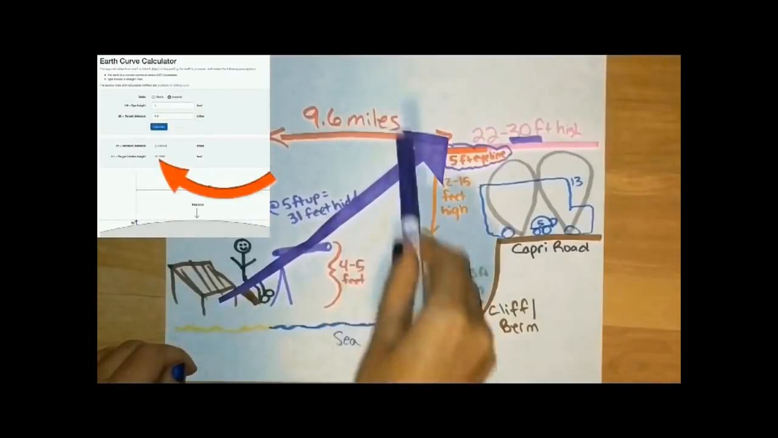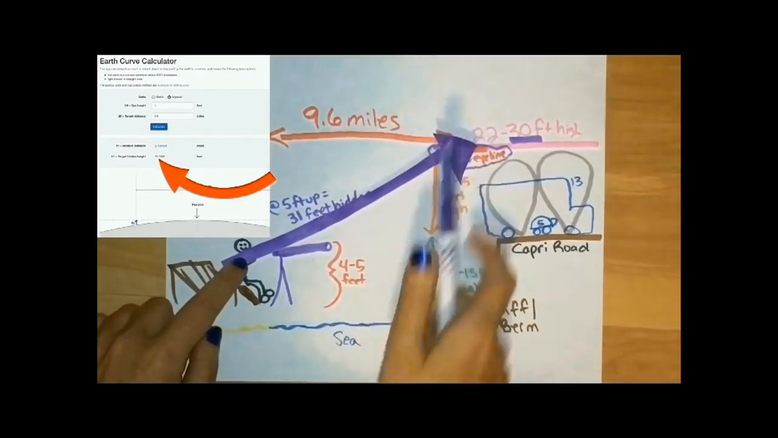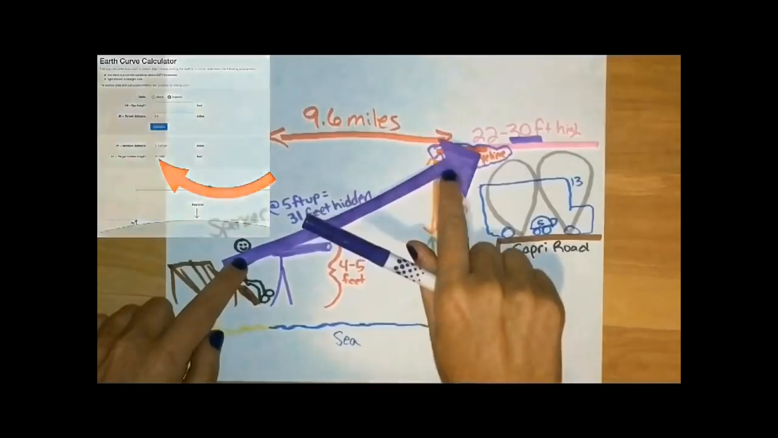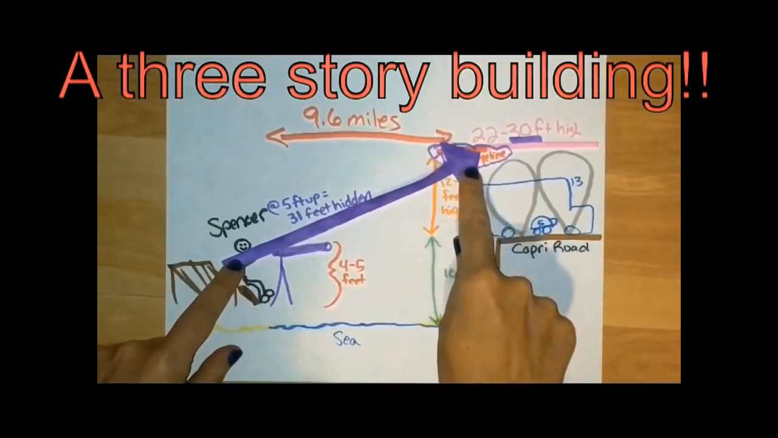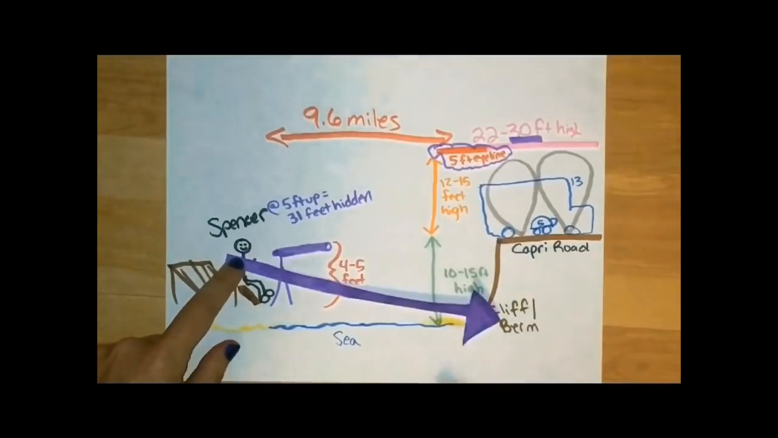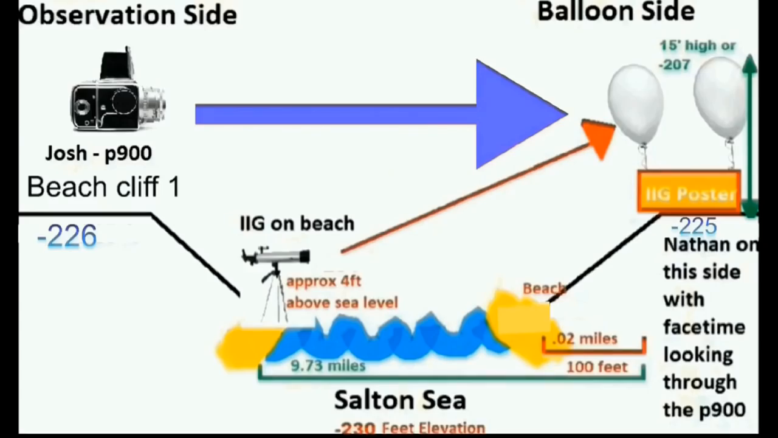What I was talking about is, do you remember when I told you that at 9.6 miles away from Spencer's height, or even from Josh Vail's position, you should have 31 feet hidden and nothing on Capri Road or under should be visible at all, or else Earth is flat? So yep, I went back and recreated that footage for you, and here it is.